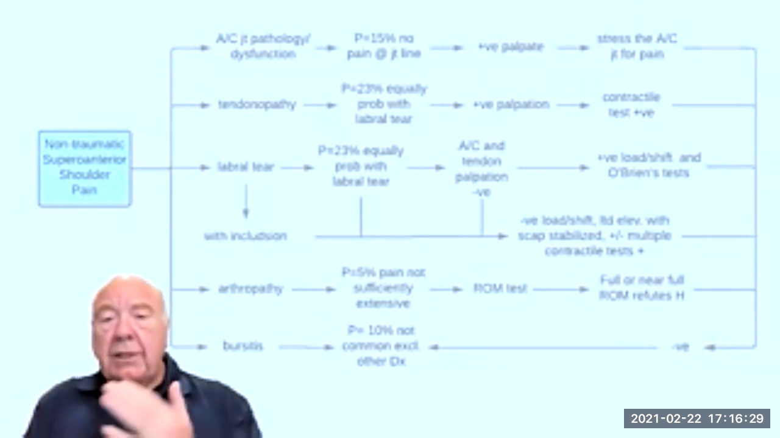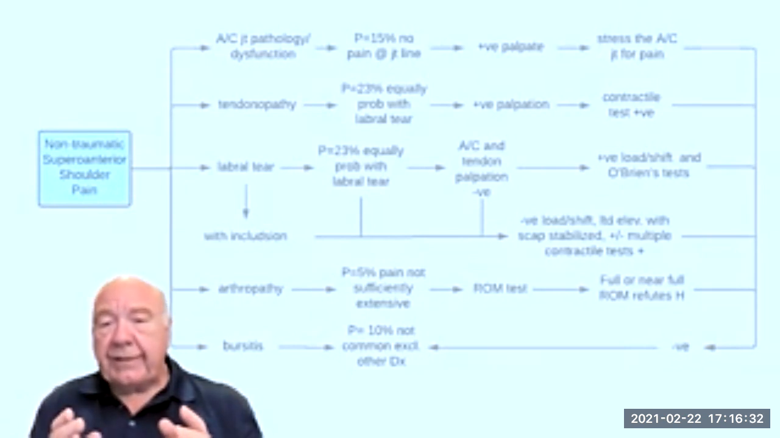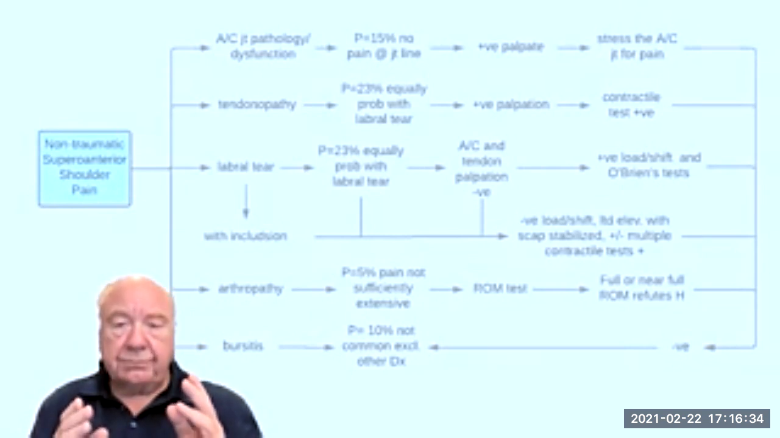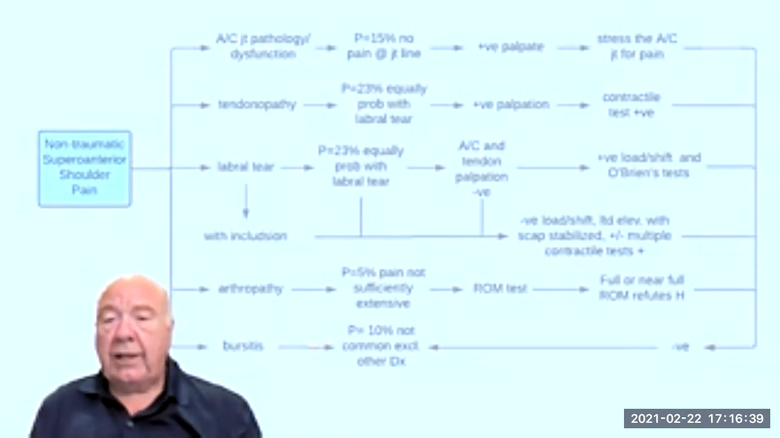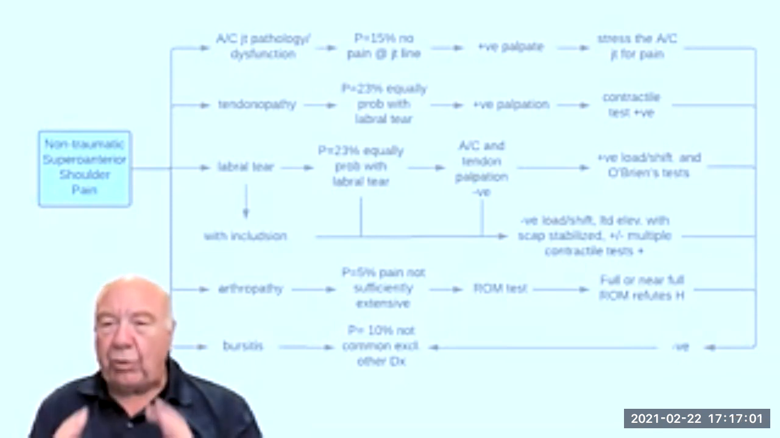So with the labrum, if we find that the other two tests for palpation are negative, we can then work on the assumption this is a labral tear. And we can go in and basically do a load shift test and O'Brien's test. Now, the load shift test, if it's positive but not painful, tells you that there is a labral problem, but it doesn't say anything about that being the source of the pain. O'Brien's test, on the other hand, when it's positive, will tell you that the labrum is causing the pain. So ideally, what you'd like is both of those tests being positive.